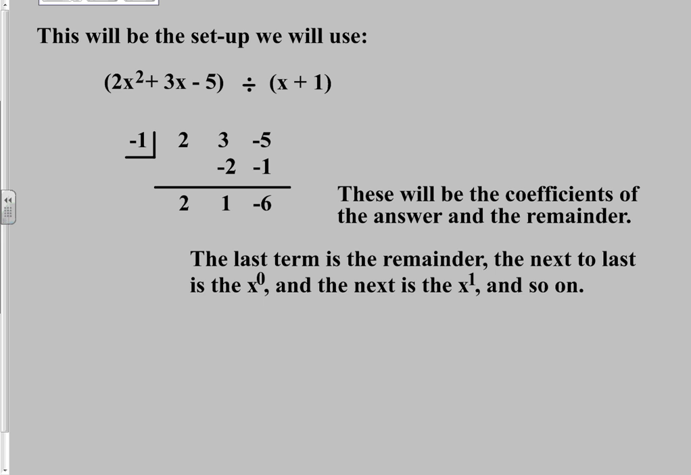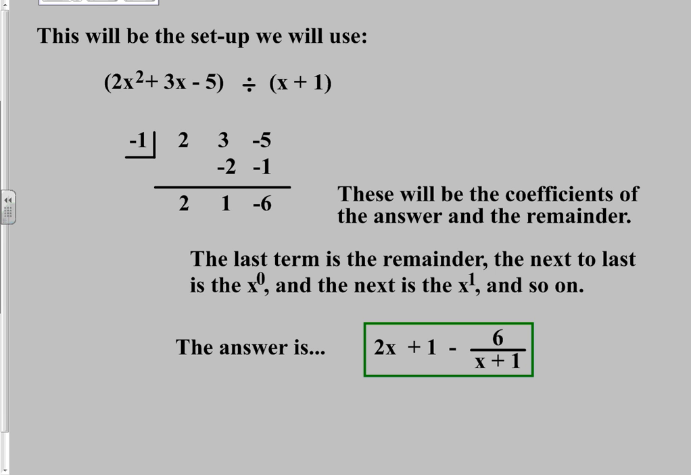Okay, so what it means for this problem is this. We have a -6 as a remainder, and remember from our discussion of long division, our remainder goes in the numerator over the divisor. So -6 over x plus 1.